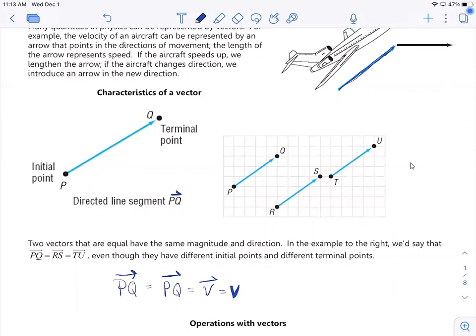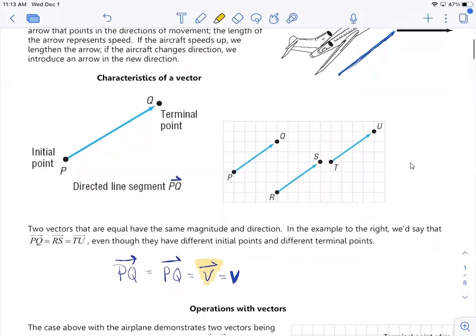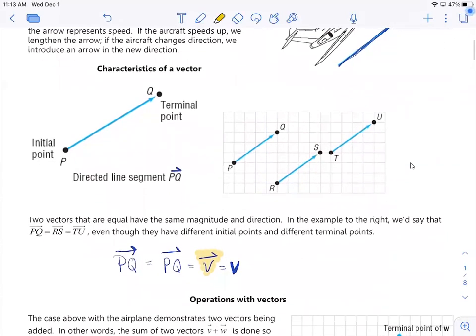Now, bolding something when we're handwriting is kind of challenging, right? We don't want to like drill a hole into our paper. So that's why most often when I'm writing, I'll probably use that notation. But in your book and in our notes, using this notation is easier than when we handwrite it. Okay, so that's just naming vectors.